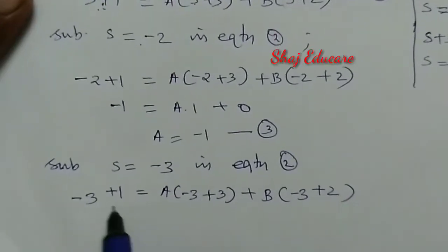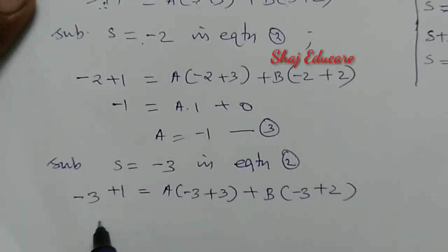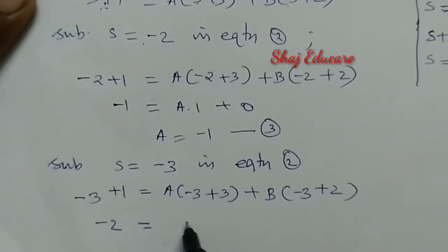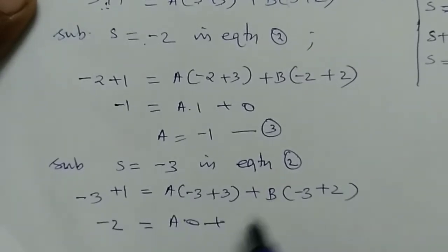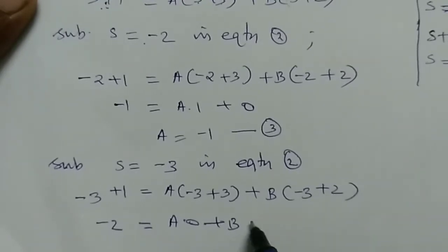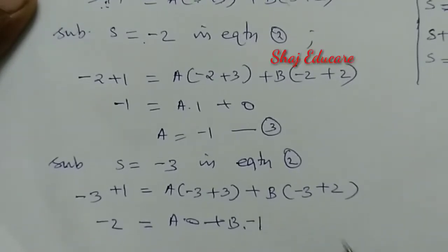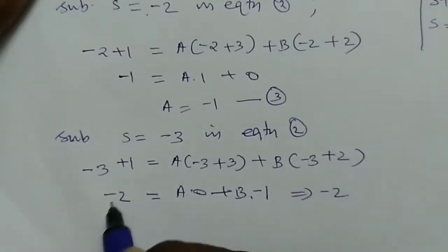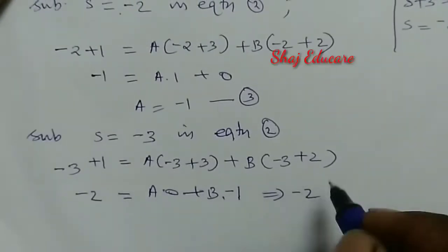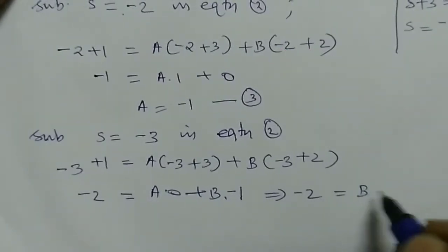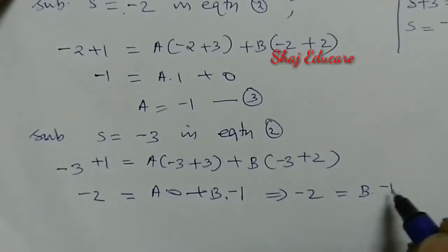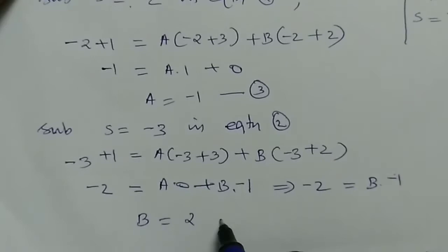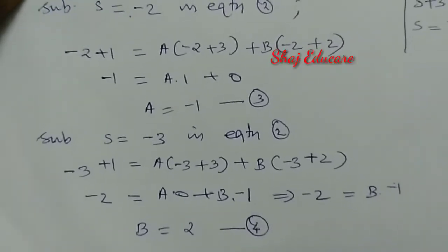Now let us solve. Minus 3 plus 1 is equal to minus 2. Minus 3 plus 3 is equal to 0. So A into 0 plus B into (minus 3 plus 2) is equal to B into minus 1. Now the remaining digit on the left hand side is minus 2, and that on the right hand side is B into minus 1. Minus into minus becomes positive, and now the value of B is equal to 2. Let us mark it as equation number 4.